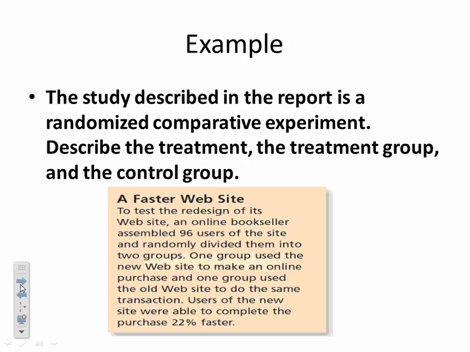So what was the treatment that was given to the people that are using the website? Well, this researcher really just took this group of 96 people, split it down the middle, randomly dividing them into two groups. The treatment group actually gets to use the new website to make their online purchase. The control group uses the same site that they've been used to using. Nothing's changing for the control group. It's normal. Treatment group got to use the new one, and it was the treatment group that reported that it went 22% faster.